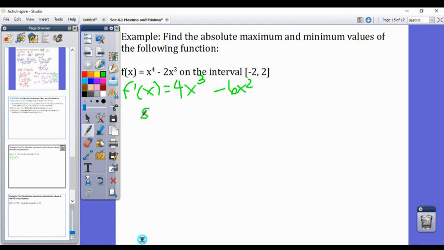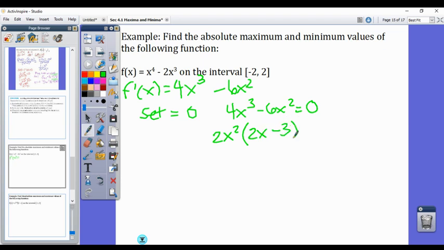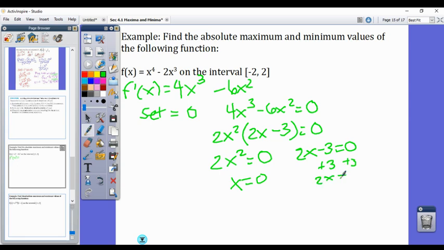So set equal 0. So that's going to be 4x to the third minus 6x squared equals 0. All right, so hopefully you see that we can factor this. So I can take out a 2 and an x squared. So I'm going to say 2x squared, which is going to leave me with 2x here and minus 3 from my 6x squared. And that still equals 0. So now I can set each of these equal to 0. So 2x squared equals 0, and 2x minus 3 equals 0. All right, so if I solve this first one, I'm going to end up with x equals 0. And if I solve this one, I'm going to add 3, and then I'm going to divide by 2. So x is going to be 3 over 2.